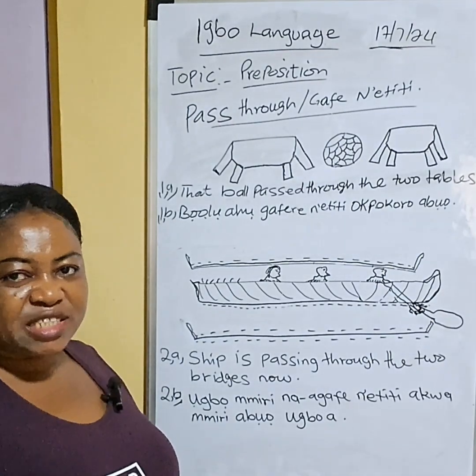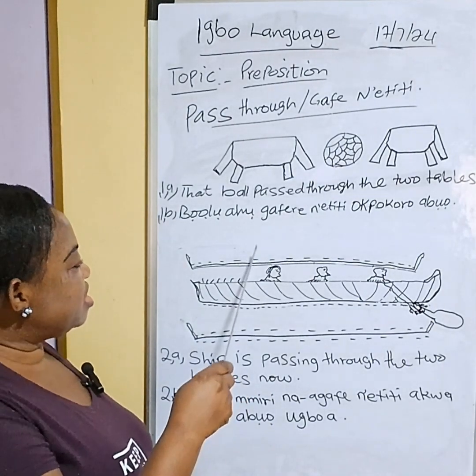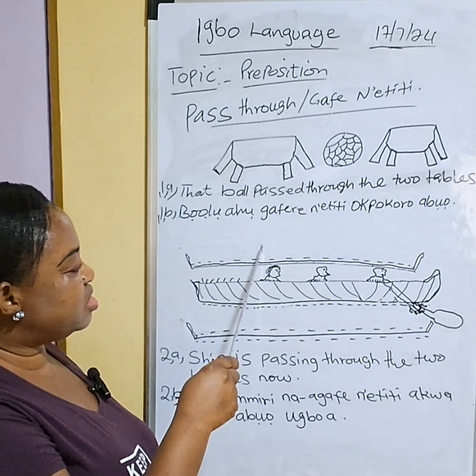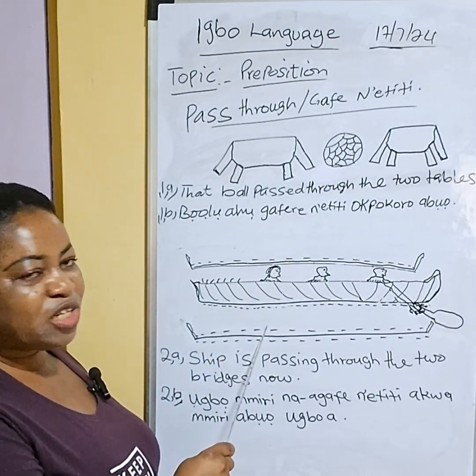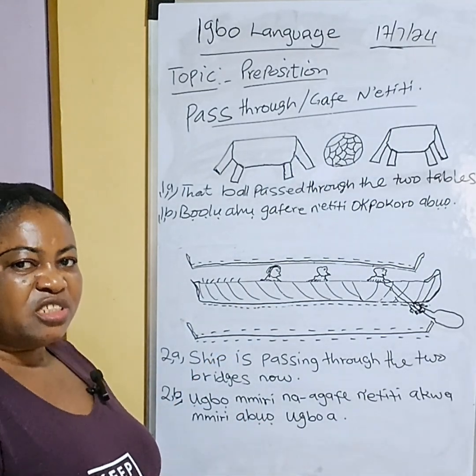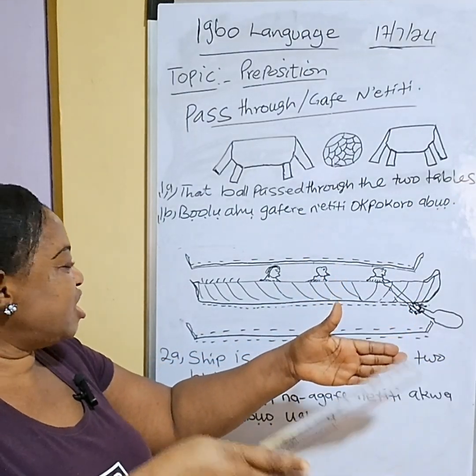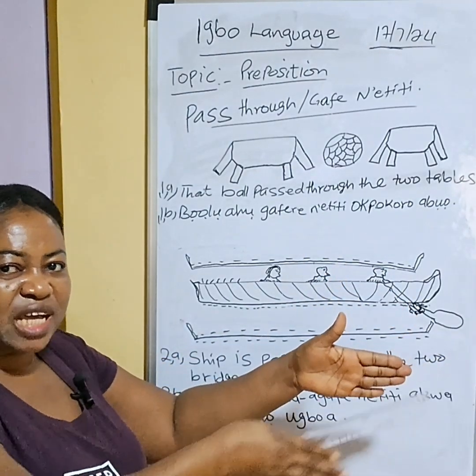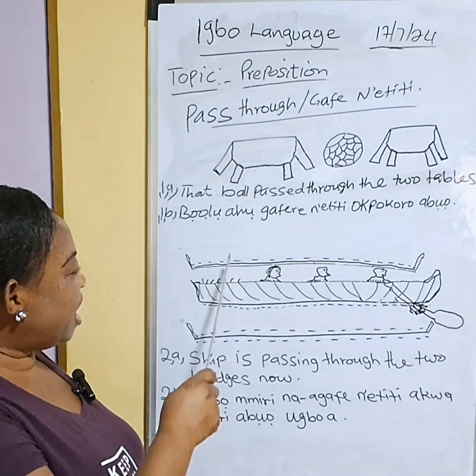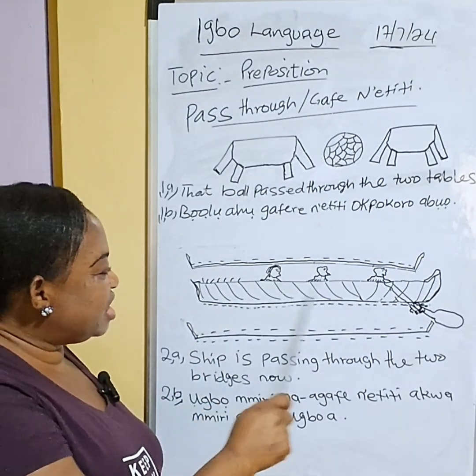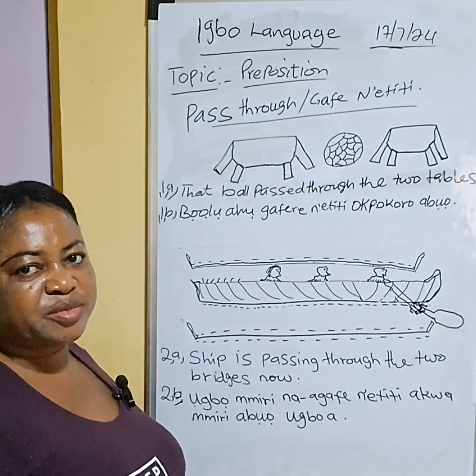Let's see another example. You can see this is a bridge. And this is also the second bridge. This is the first bridge, second bridge. And this boat, this ship is at the middle. You can see that this ship is at the middle of the two bridges.